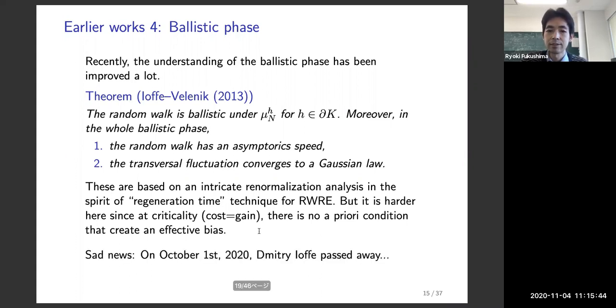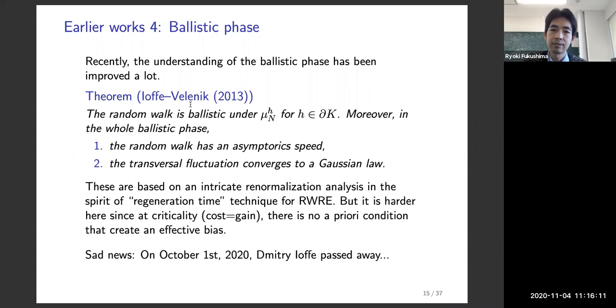And last month, very sad news reached me: on October 1st, Dima Ioffe passed away. I had been working with him on some programs. Of course, this theorem, for example, shows that he was a very, very good mathematician. But on top of that, he was an interesting person. So I miss him a lot. And I just hope his soul rests in peace.